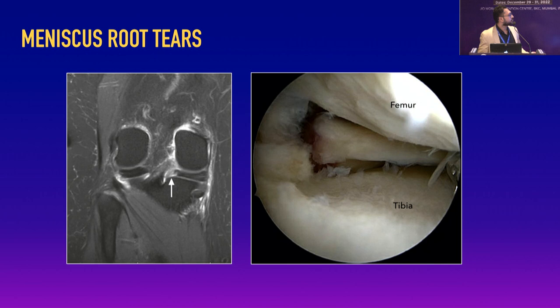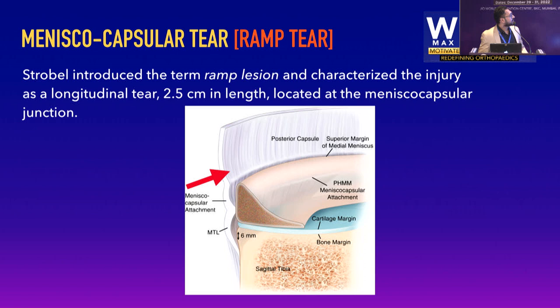Then comes the ramp tear. Strobel introduced the term ramp tear. This is just a meniscocapsular separation. You can see this is the meniscus, and the capsule is attached to that meniscus. This is particularly important for the medial meniscus.